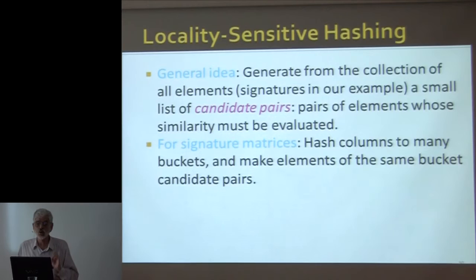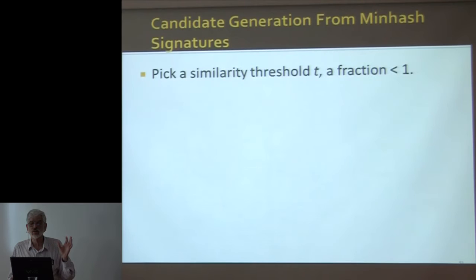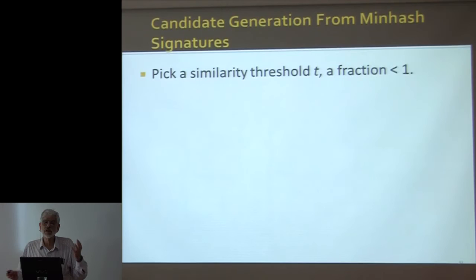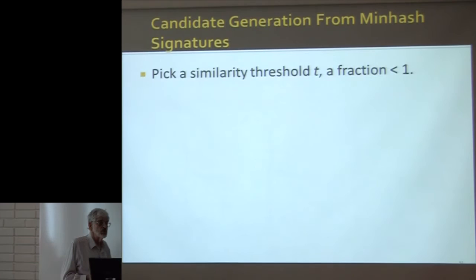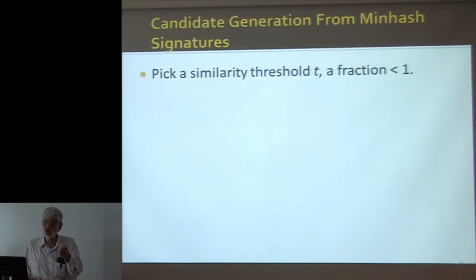Okay, so first of all, I'm going to pick some similarity threshold. What does it mean to be similar? Well, I'll pick a number between 0 and 1, a threshold T, that says if the Jaccard similarity is at least T, then I want to declare these two sets to be similar. And therefore, if the signatures are at least fraction T similar, then I want to declare the sets that they came from to be similar.